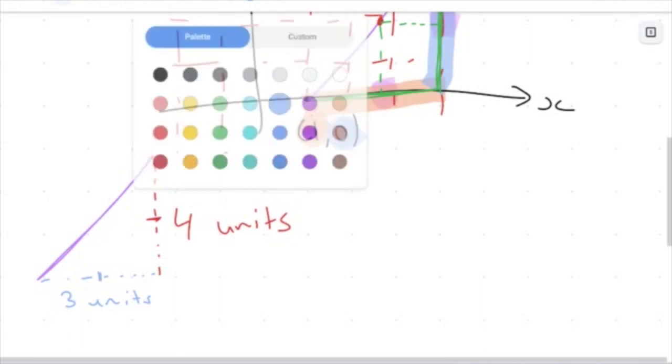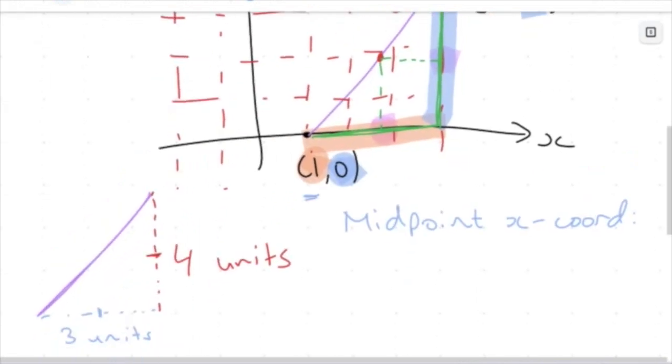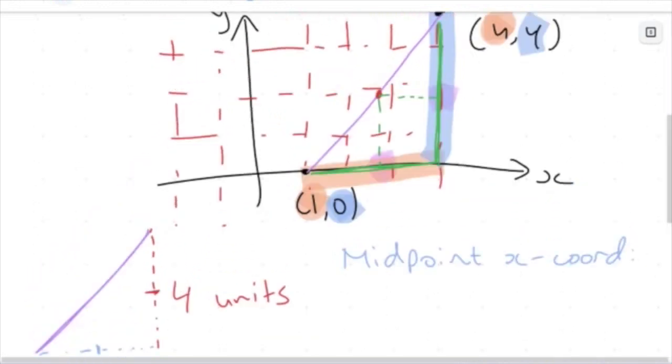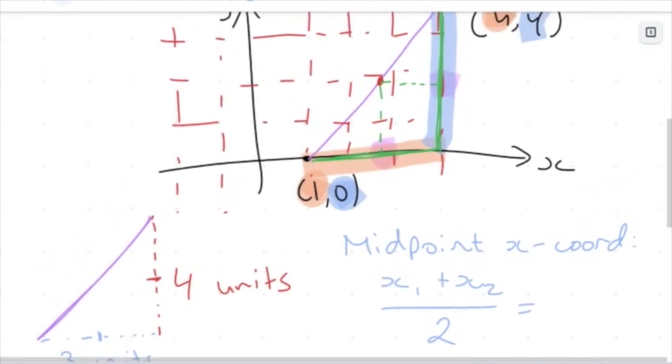So to do this, let's color coordinate this. To find my midpoint x coordinate, I'm going to add my first value of x with my second value of x, and I'm going to average those two. So we write this as x1 plus x2 divided by 2. That's how we would write this. By x1, I just mean the first x coordinate. By x2, I mean the other x coordinate. And now we can just substitute in what we get.